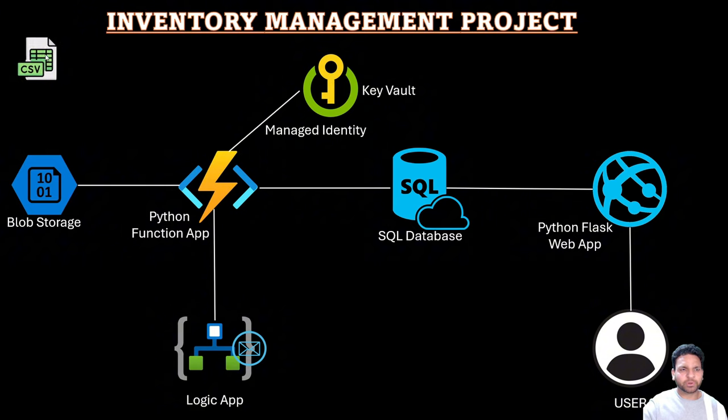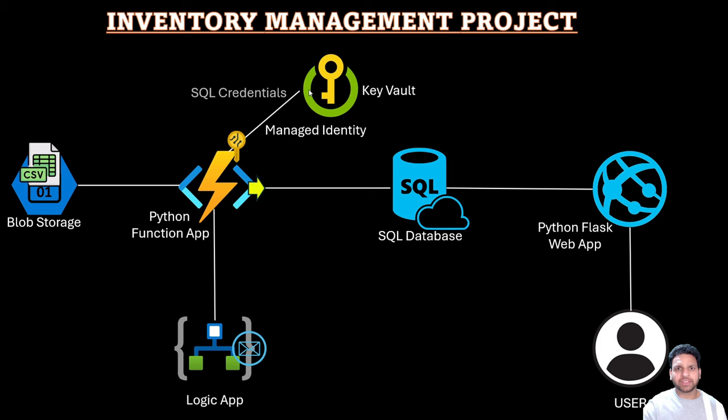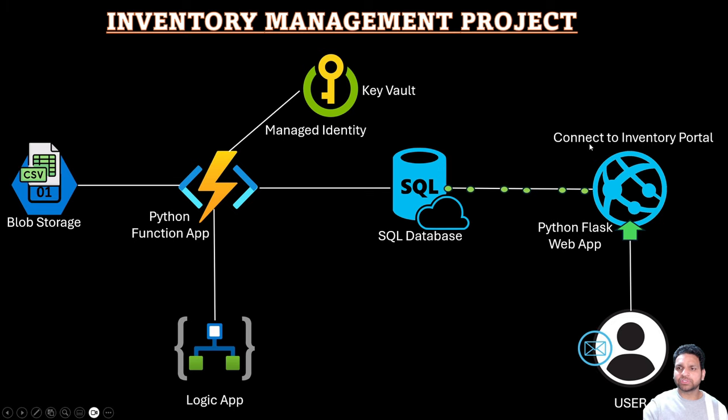So whenever we upload a CSV file, a blob trigger happens, which triggers the Python function app, and it fetches the credentials from the key vault and then makes changes into the SQL database. Then it sends an HTTP post request, which sends the notification to the user. Then users connect to the inventory portal or just open it in the browser, and it fetches the details from the SQL database.